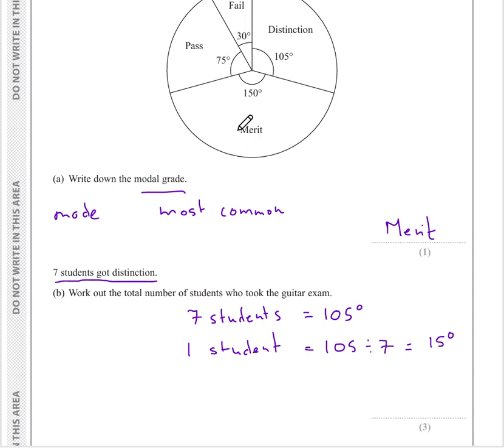You may have worked out how many students failed, how many students passed, and added them up. You can also just think about the total number of degrees in the pie chart, which is going to be 360. If we divide that by 15, we get 24 students in total.